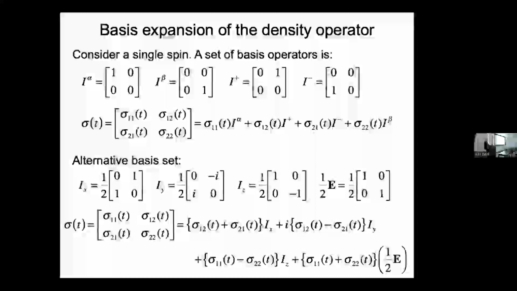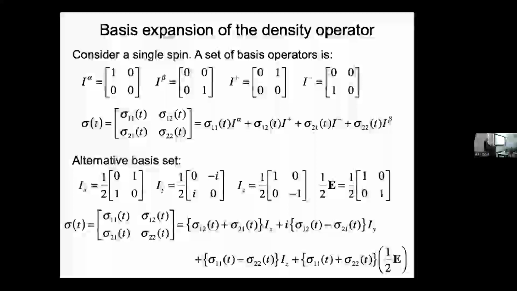Ix is I+ plus I- divided by 2, and Iy is I+ minus I- divided by 2i. So I can always replace the raising and lowering operators by Ix or Iy. So one set of bases is called the Cartesian operator basis, and the I+, I-, Iα, Iβ are sometimes called maybe the shift basis. I don't remember, but we can go back and forth.